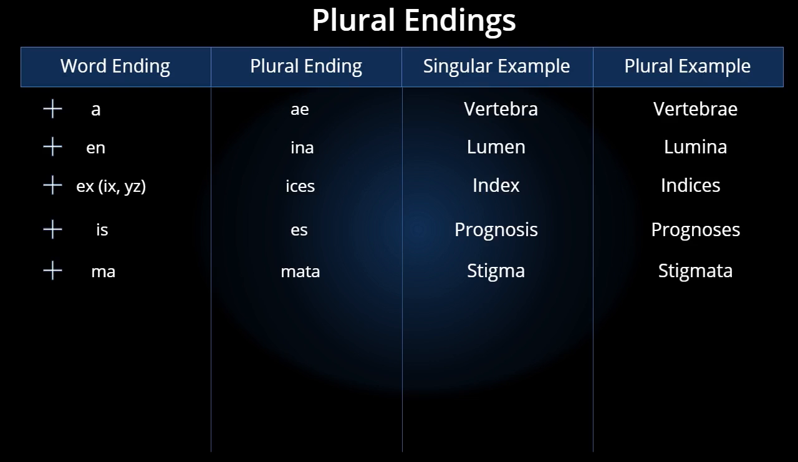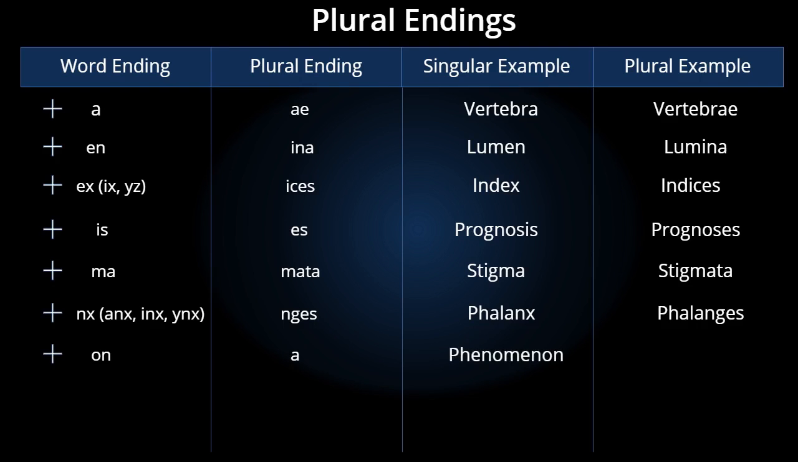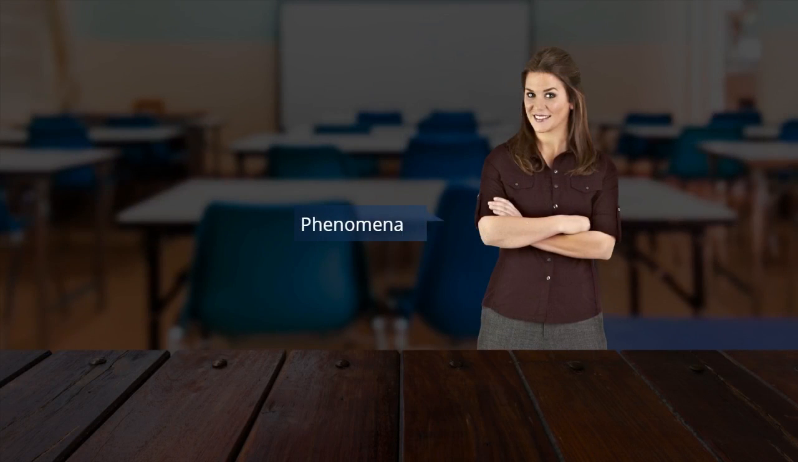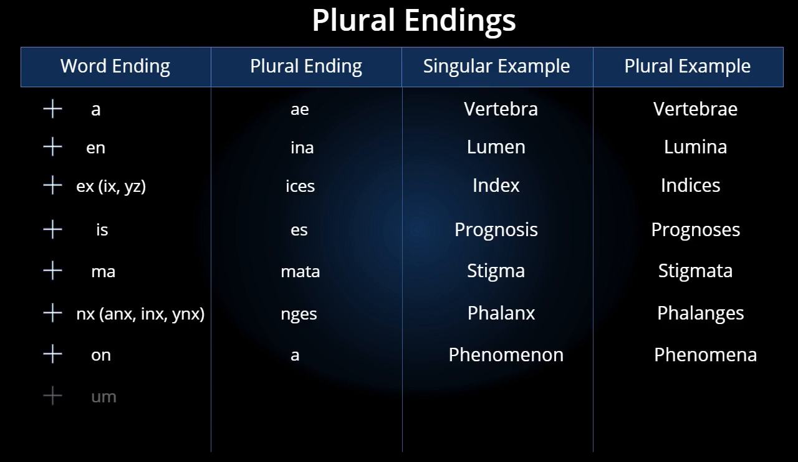Now the words which end in NX, ANX, INX, or YNX have a plural ending of NGES. The plural of the term phalanx is phalanges. Words ending with ON will have the plural ending A. Think of the word phenomenon. Its plural would be phenomena. Words ending with UM also have the plural ending of A. For example, serum will become sera.